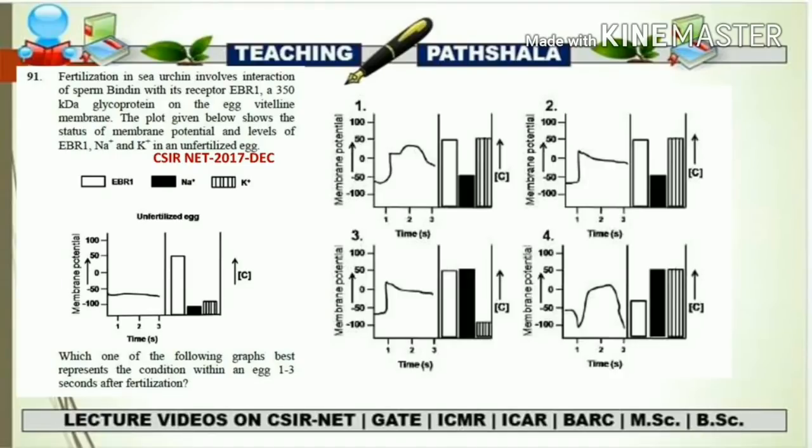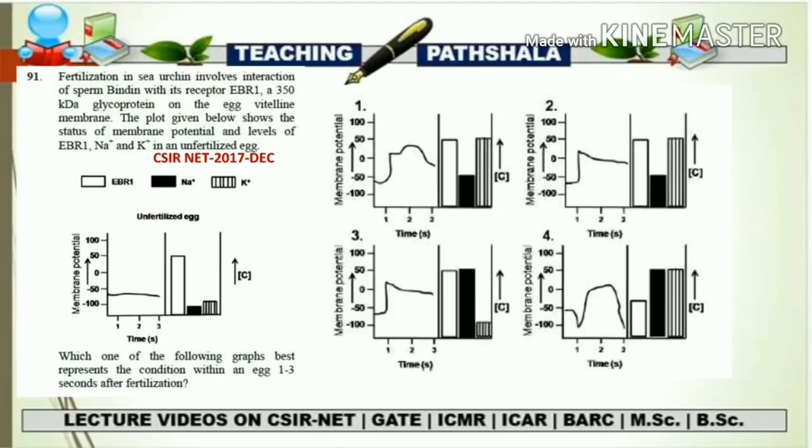The shaded bar is going to represent the concentration and level of potassium ion in an unfertilized egg. Okay, now everything is clear: what is the level of EBR1, sodium ion and potassium ion inside an unfertilized egg. So there is a very high level of EBR1 receptor inside an unfertilized egg, and this is very normal, because the receptor is always there on the surface of the vitelline membrane.